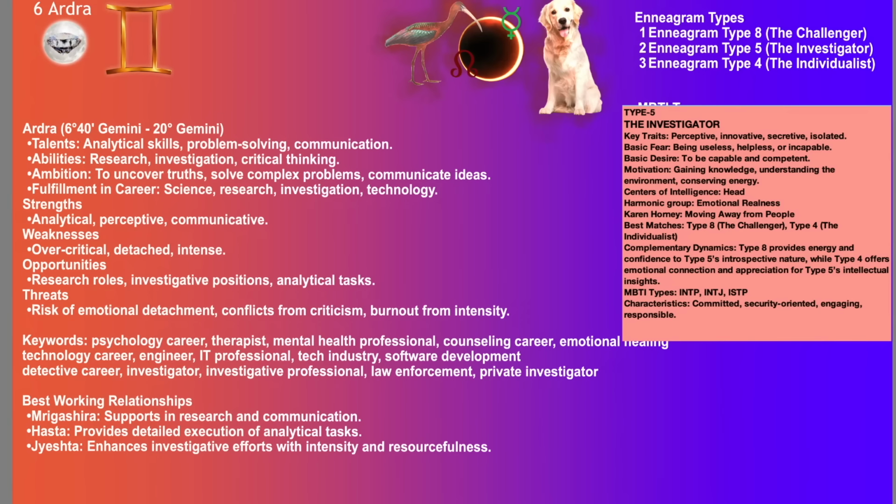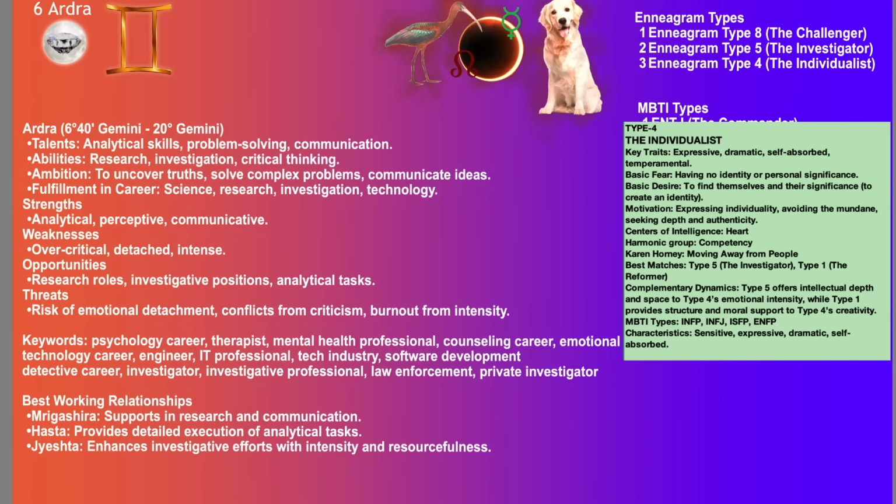The next one is type 4. What does type 4 constitute? The type 4 Enneagram is the individualist. Now Rahu, like I said, is the individualist. This is the beginning of your asserting will. The young prince, the young kid who throws tantrums in the mall, or in the backseat of the car. That's Ardra. Key traits is expressive, dramatic, self-absorbed, and temperamental.